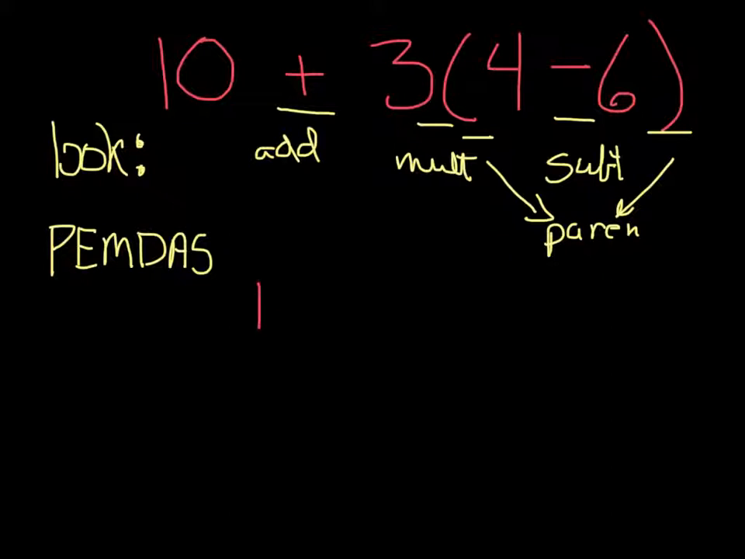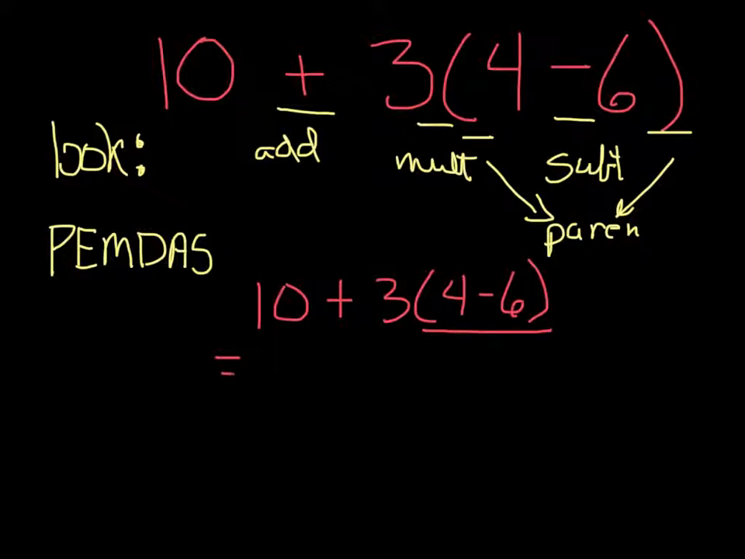So let's write the problem clean now. I've thought about the problem, and now I can go ahead and do it. I do what's in the parentheses first. So my first step: the 10 plus the 3 multiplied, I don't do that at all. I do the 4 minus 6. And 4 minus 6 is negative 2. That's correct.